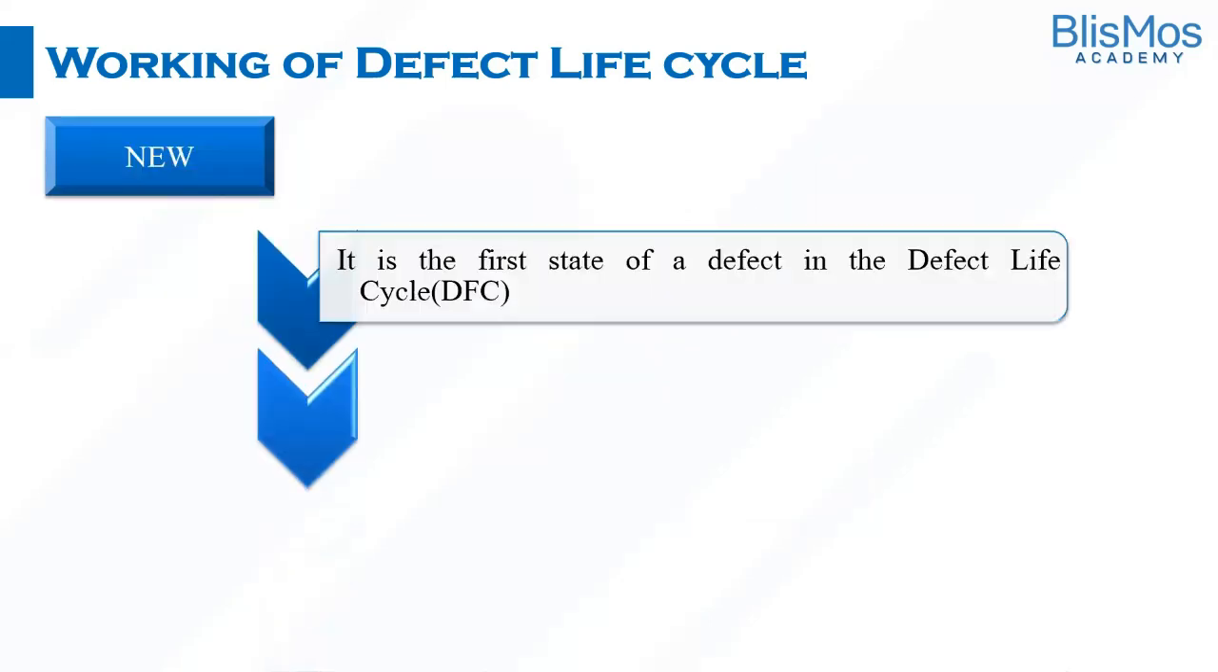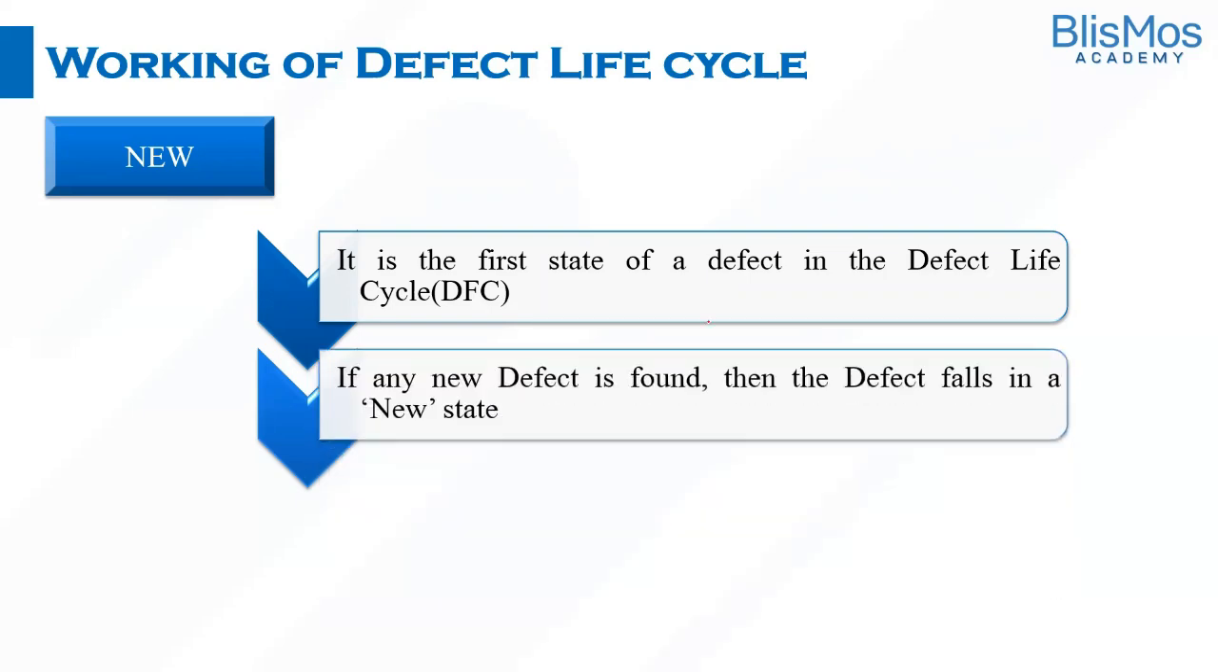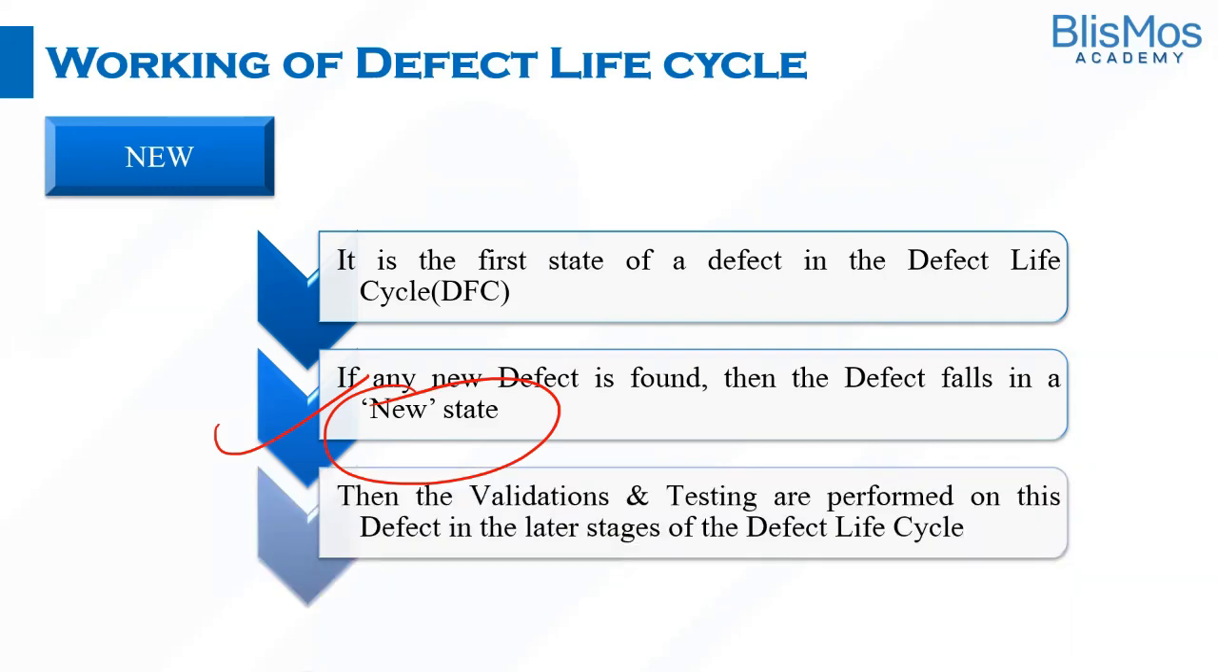What exactly happens in the new state when you are testing an application? You find a variance from the requirements. That is when the defect is found. When the defect is found, you log a defect in any of the tools like JIRA or Bugzilla or HP ALM. That is when the defect is set to the new state. You have just logged the defect. You have just punched in all the details of a variance from the requirements in a tool after the defect is detected. When you log the defect in a defect tracking tool, the validations and testing will be performed in the later stages of the defect lifecycle.